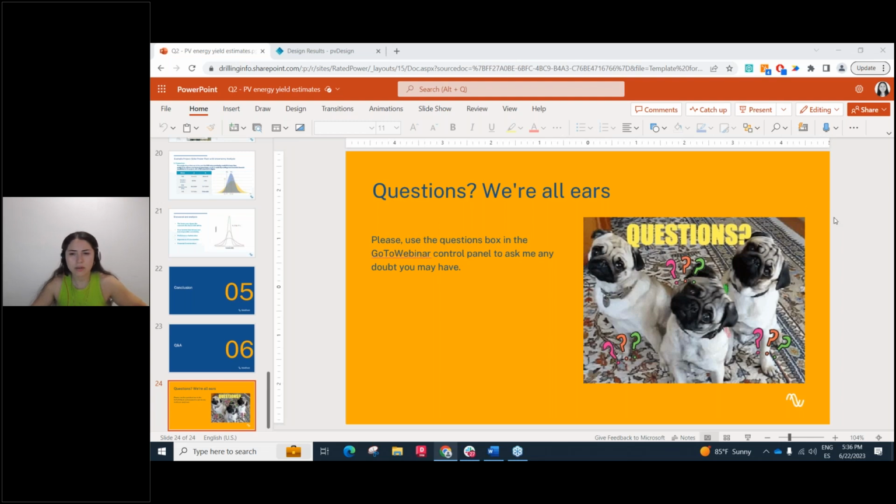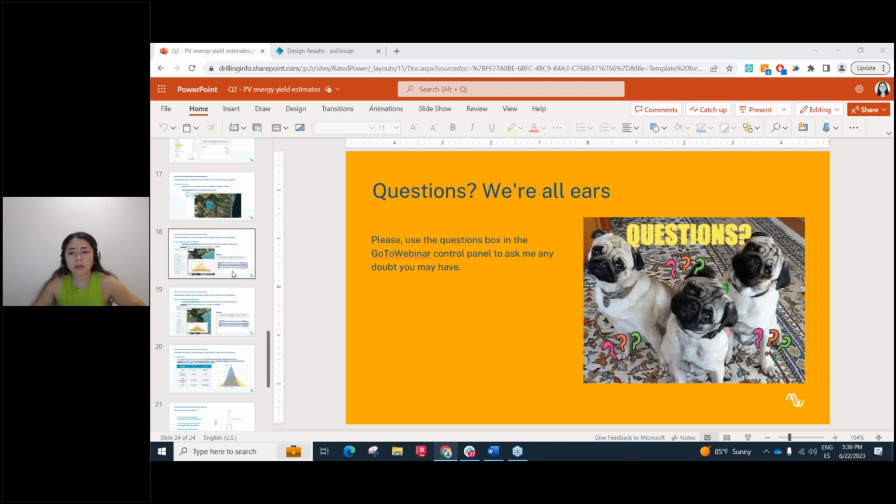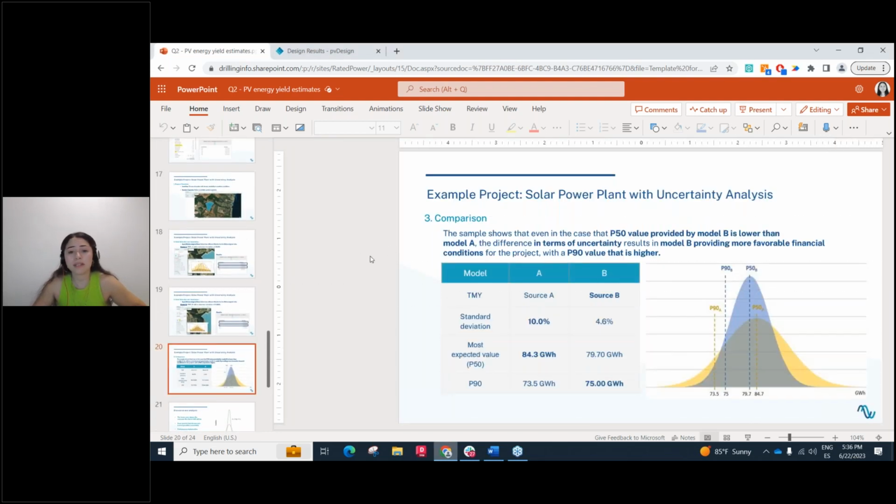Is there a standard that defines those percentiles for PV? The P-values are generally based on the TMY and the meteorological data that you enter, and the standard deviation for the uncertainty that you enter. Based on these two inputs from the user, the percentiles are calculated directly for you in pvDesign.